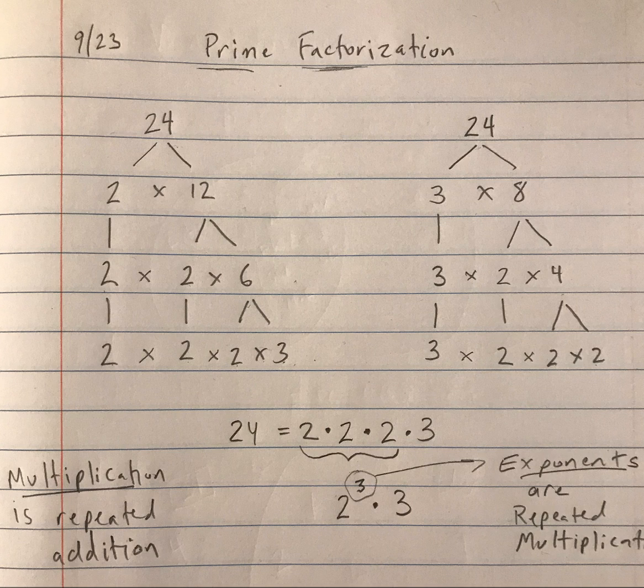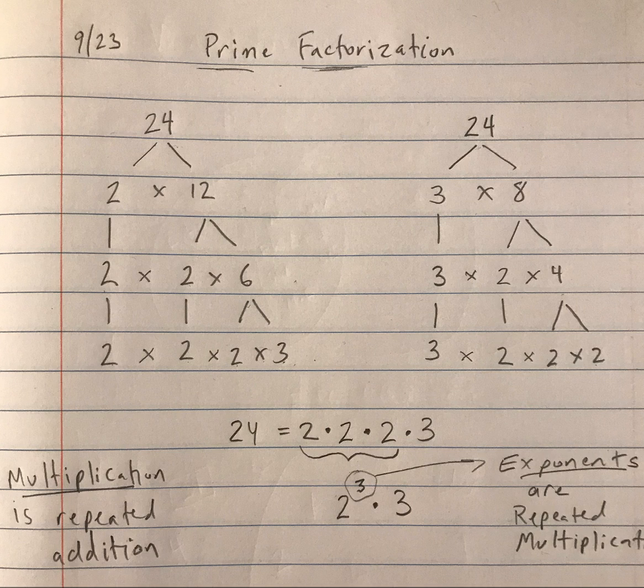It doesn't matter how we do it. If we start differently, like on the right, we might start with 3 times 8. And the 3 gets brought down, and 8 becomes 2 times 4. And the 3 gets brought down again, and the 2 gets brought down, and the 4 becomes 2 times 2. And we land at the same thing, 3 times 2 times 2 times 2. Order does not matter.